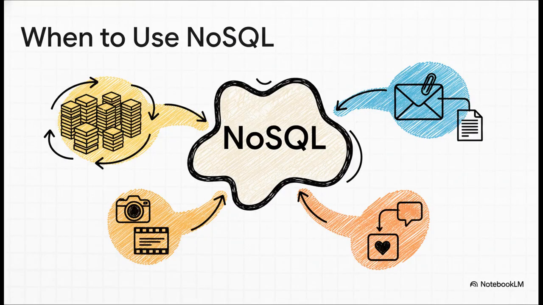So for the exam, how do you know when to pick NoSQL? You're going to look for keywords. If a question talks about huge amounts of data that's changing all the time, like from a social media feed, think NoSQL. If it mentions unstructured data like photos or videos, or semi-structured data like an email that's got text and attachments all mixed together, the answer is almost always non-relational.